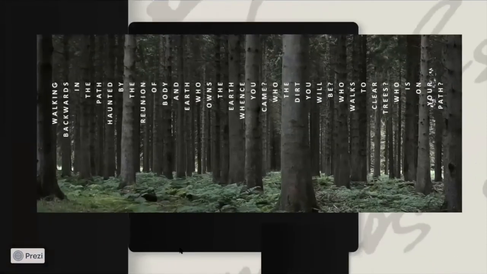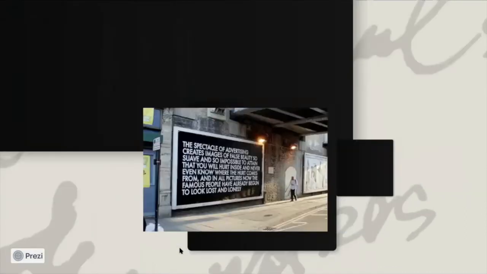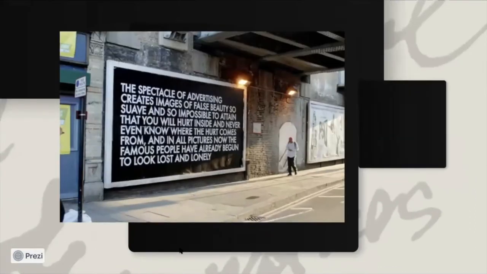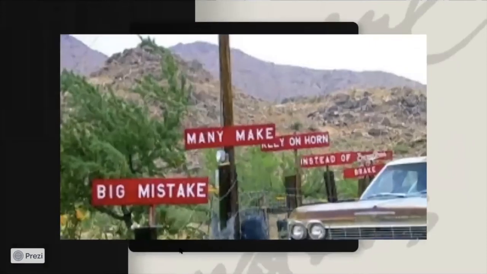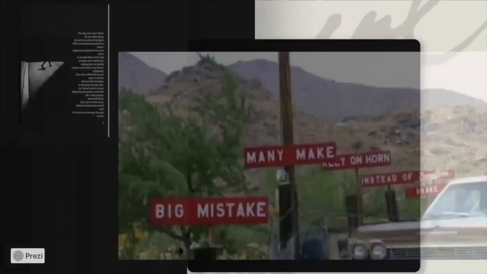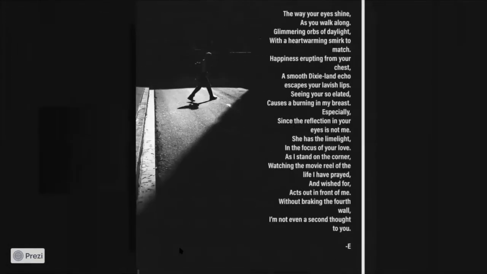Or alternatively, taking a picture and adding your words within the picture, almost falling onto the trees like this one. Or sometimes this is done in advertising or on street signs. Big mistake many make, relying on horn instead of brake. Or notice how this picture almost completely goes with the theme of the poem.